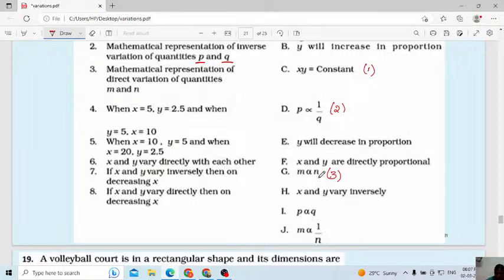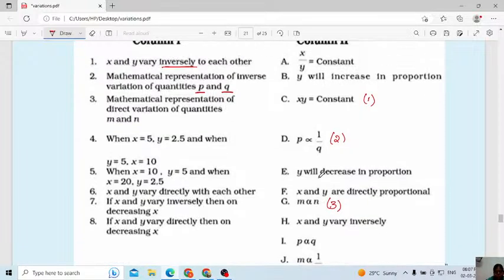Okay, and then next question. Next one. When x is equal to 5, y is equal to 2.5. Find the ratio. x is equal to 5, y is equal to 2.5. Find the ratio or divide or equate. Then y is equal to 5, x is equal to 10. Whether the ratios are equal, for the fourth one.